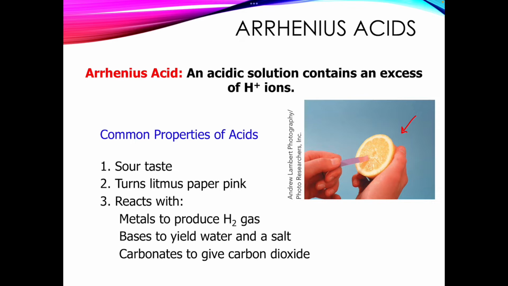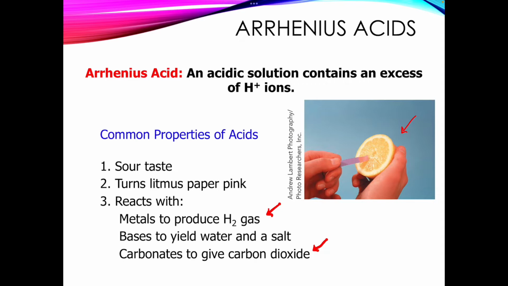And then if they were to react with a carbonate like marble, right? Marble is calcium carbonate, or chalk. These acids would react and produce carbon dioxide. So again, we would see bubbles, right? One of them would be flammable gas, which is hydrogen, and the other one would not be. But a lot of times when things are reacting with acids, we see bubbles, which is kind of cool. So these are some properties of acids.